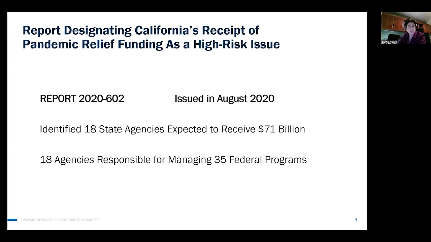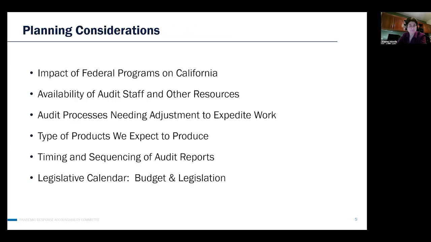So we of course deemed the receipt of pandemic relief funding as a high-risk issue in California, and issued our report in August of 2020. It was a 9-page report. The most important piece of that report, I think, was the table that identified 18 state agencies that were expected to receive at least $71 billion in pandemic relief funding. Those agencies would be responsible for administering or managing 35 different federal programs. So a lot of programs to be administered by these agencies. So once we deemed pandemic relief funding as a high-risk issue, it gave us the authority to self-initiate audits.